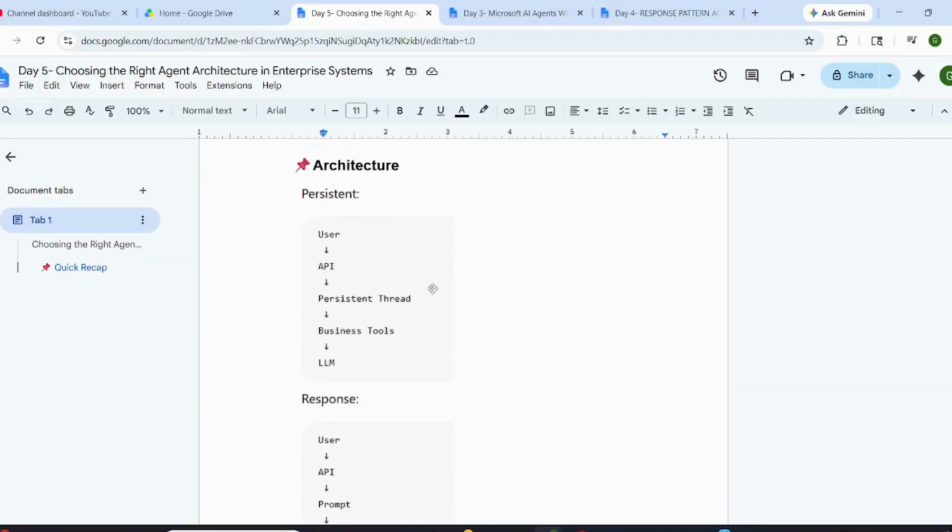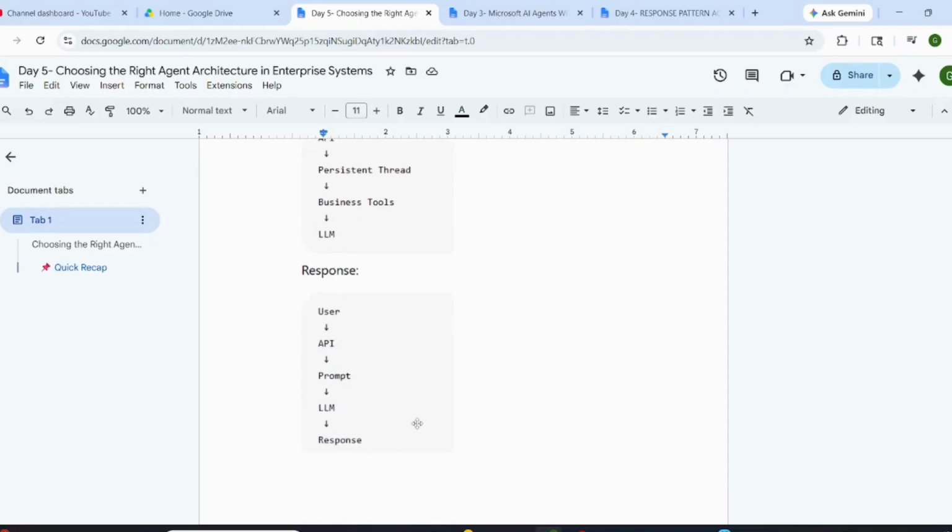For persistent, it is a user API. Now we are doing it from Swagger. We are creating an agent ID, then the thread, then the business tool if required. If not required, you can also directly call the persistent AI agent. That was covered in day 2 and day 3. For the response pattern, there is no memory and no thread, simply prompt calling the AI inference reference that we discussed on day 4, and calling the LLM.